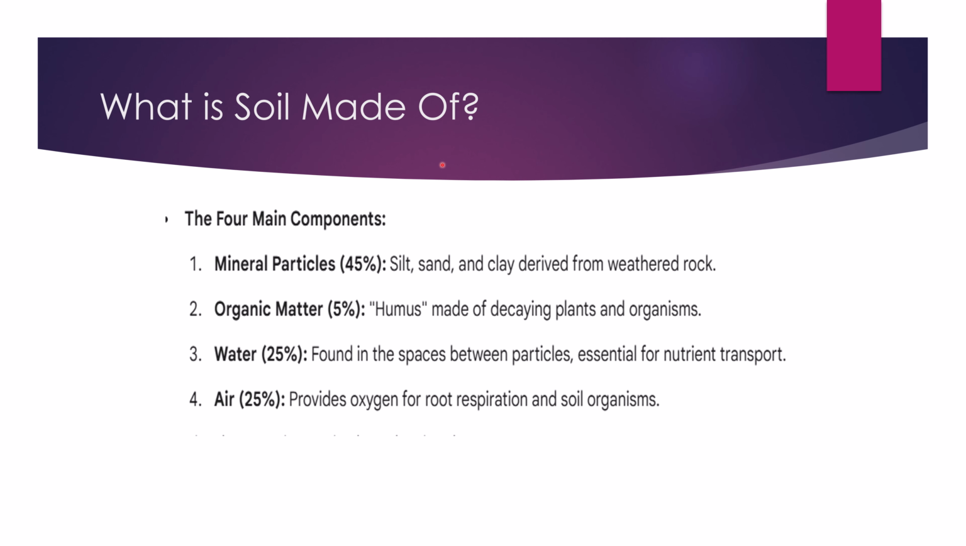What is soil made of? There are four main components which make up soil. First is mineral particles. The concentration of mineral particles is 45%. The mineral particles are silt, sand, and clay derived from weathered rocks. Organic matter is 5%, humus made of decaying plants and organisms. Water is 25%, found in the spaces between particles, essential for nutrient transport. Air is 25%, providing oxygen for root respiration and soil organisms. These are the four main components which combine to make soil.